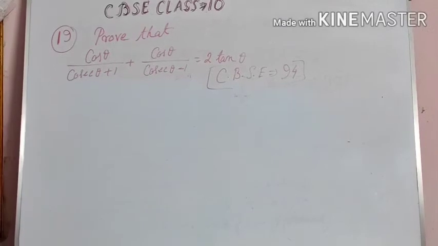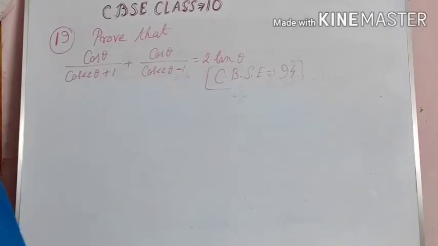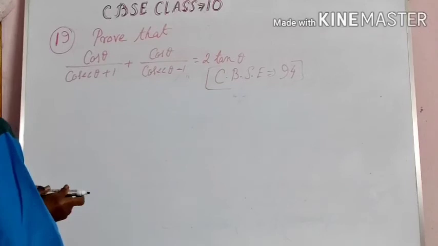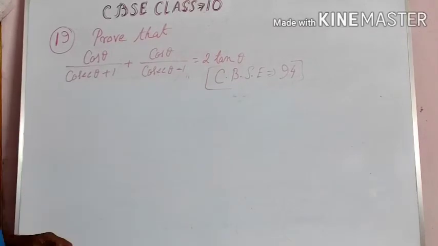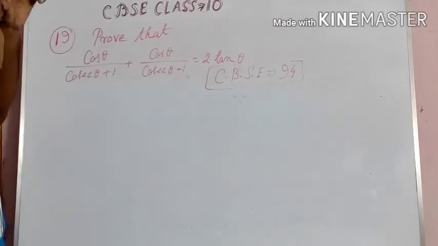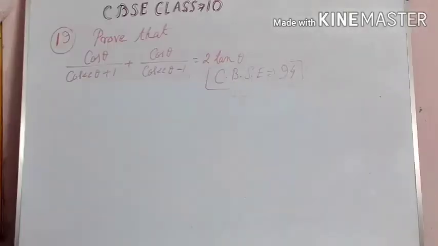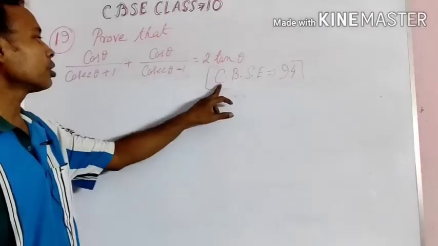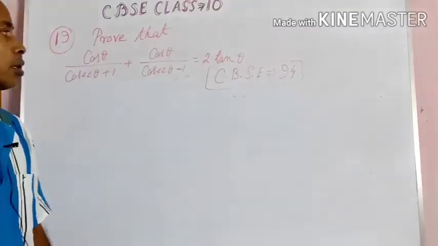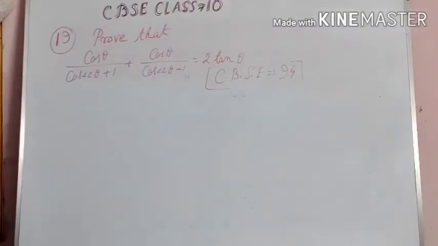CBSE class 10 question number 19. Prove that cos theta by cosec theta plus 1 plus cos theta by cosec theta minus 1 is equal to 2 tan theta. This question has come from CBSE in the year 1994. This is a very important question.